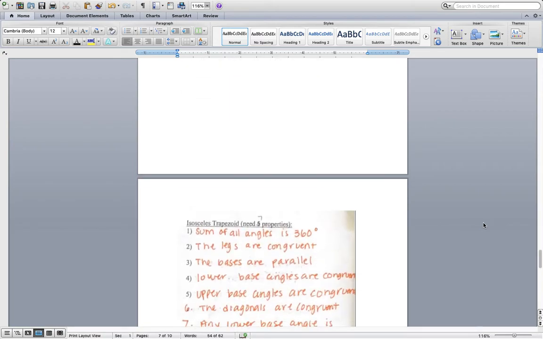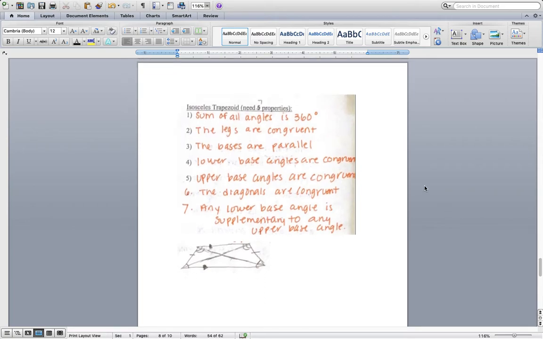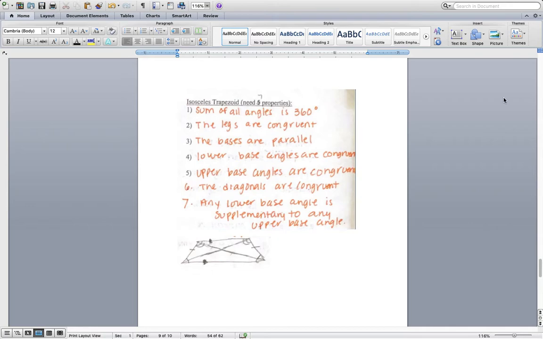All right, and then an isosceles trapezoid, you can go ahead and write down those same two properties to start, that the sum of all the angles is 360 and that the bases are parallel, although she has them in a different order here. So number 2 is that the legs, which are not the bases, there's legs and bases, okay? The legs are congruent to each other in an isosceles trapezoid. The bases are parallel, which we said in the last one as well.